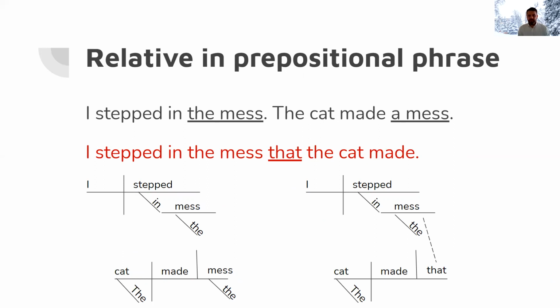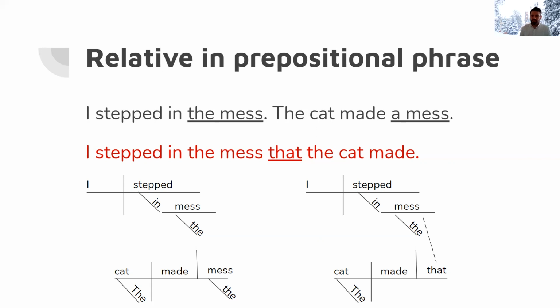Sometimes the relative or the repeated phrase is something that's in a prepositional phrase of the original sentence. So let's take a look here. We have a sentence, I stepped in the mess. So the mess is part of this prepositional phrase, in the mess. And then the cat made a mess. Okay, so we have mess in both of them. In one of them, it's part of the prepositional phrase. And in the second one, it takes an object slot.